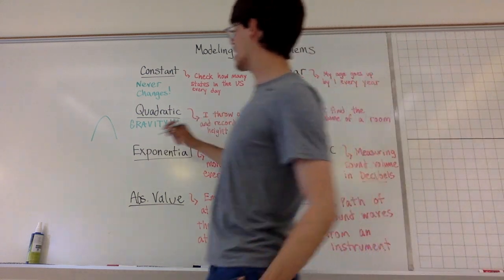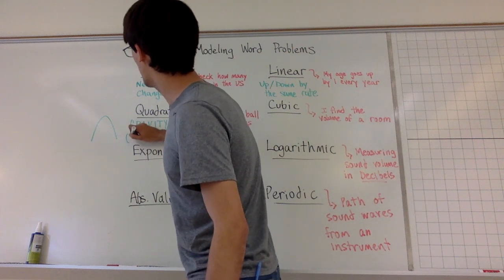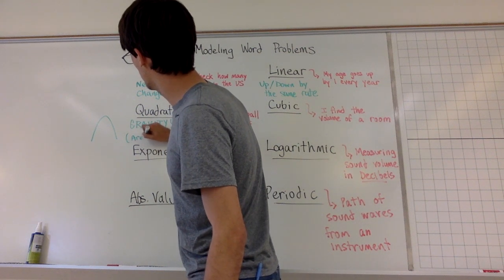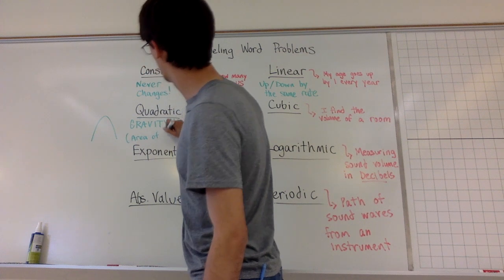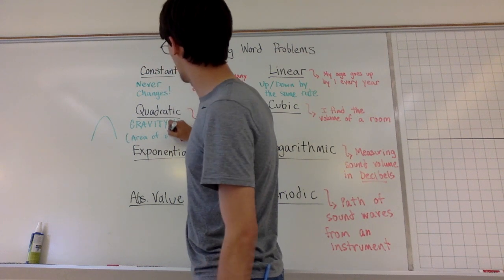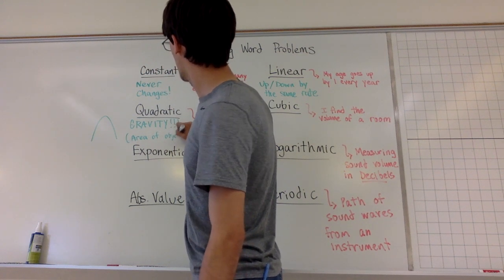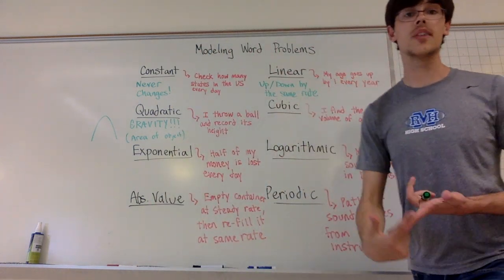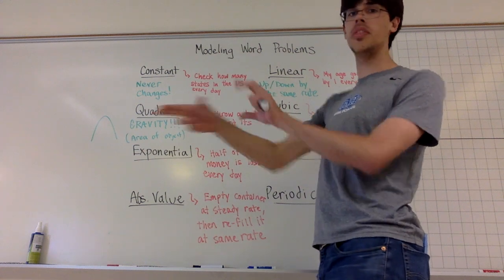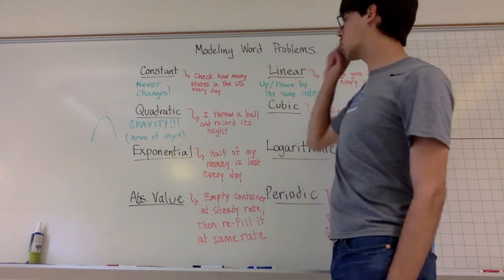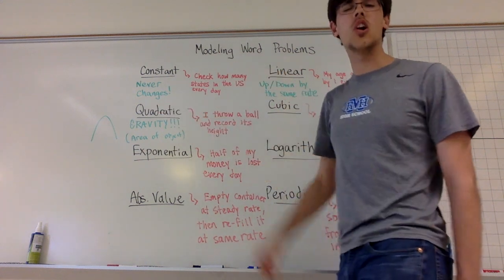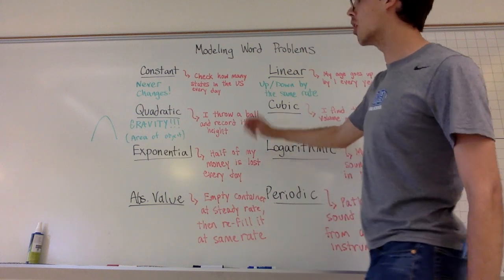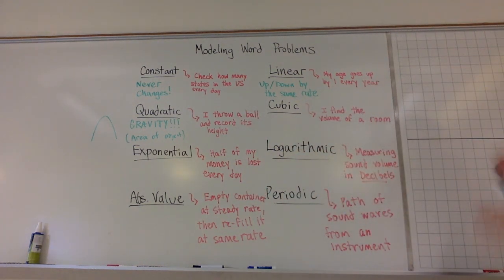One other less common, but still worth noting thing: when they ask you to find the area of something, so the area of an object, that can be quadratic as well. Because you think about it, your answer for that is usually like feet squared. You multiply one thing times another. So gravity is the big one, but area can also be quadratic. In my example, I throw a ball, I look at its height, that's definitely quadratic.